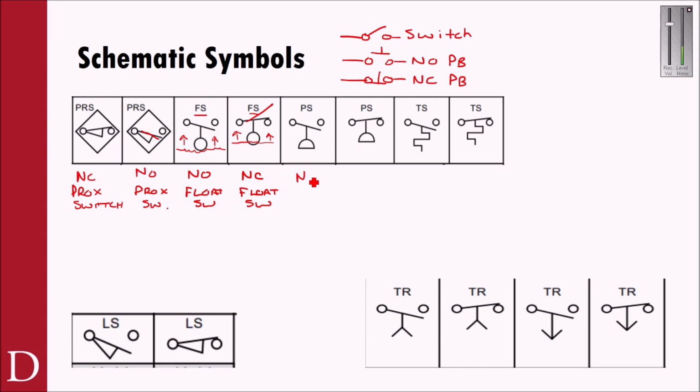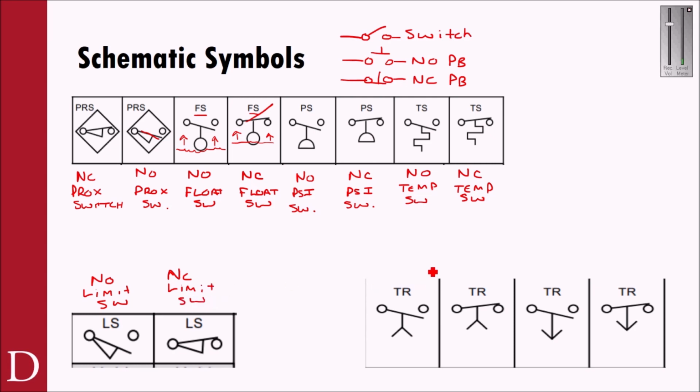And very similar with this. This is now a normally open pressure switch, a normally closed pressure switch. So when pressure is overcome, this one will close, and when pressure is overcome, this one will open. This is a normally open temperature switch and a normally closed temperature switch. This is a normally open limit switch and a normally closed limit switch.